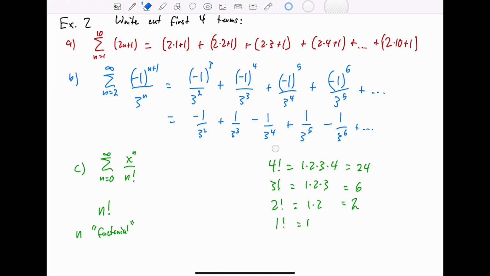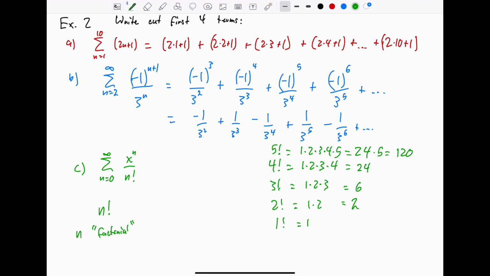We could do 5 factorial. 5 factorial is 1 times 2 times 3 times 4 times 5. We've already figured out what 4 factorial is. That's 24. So we would have 24 times 5. 24 times 5 is 120. So these numbers are called factorials. And we just take a whole number and multiply all the numbers from 1 up to that whole number, and that's a factorial. So we have 5, 4, 3, 2, 1. We could continue, 6 factorial, 7 factorial.